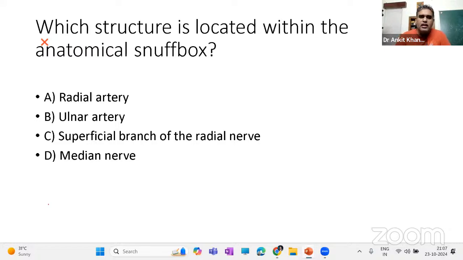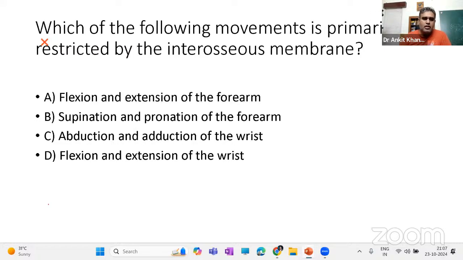So in the box we can't palpate, but yes, we can palpate over here, but then it goes behind and goes inside over here. So the only main content of the snuff box is the radial artery. So the answer over here will be option number A.